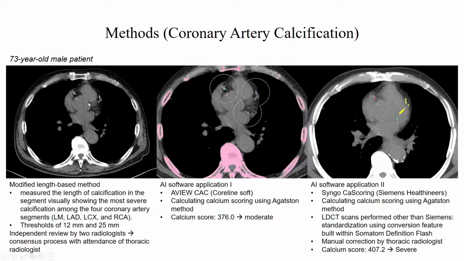Axial CT image shows CAC in a 73-year-old male patient. CAC was assessed as severe by consensus visual analysis. The CAC score was 376.0, consistent with moderate CAC by AI software application 1, AVIEW CAC. The CAC score was 407.2, consistent with severe CAC by AI software application 2, Single Calcium Scoring.